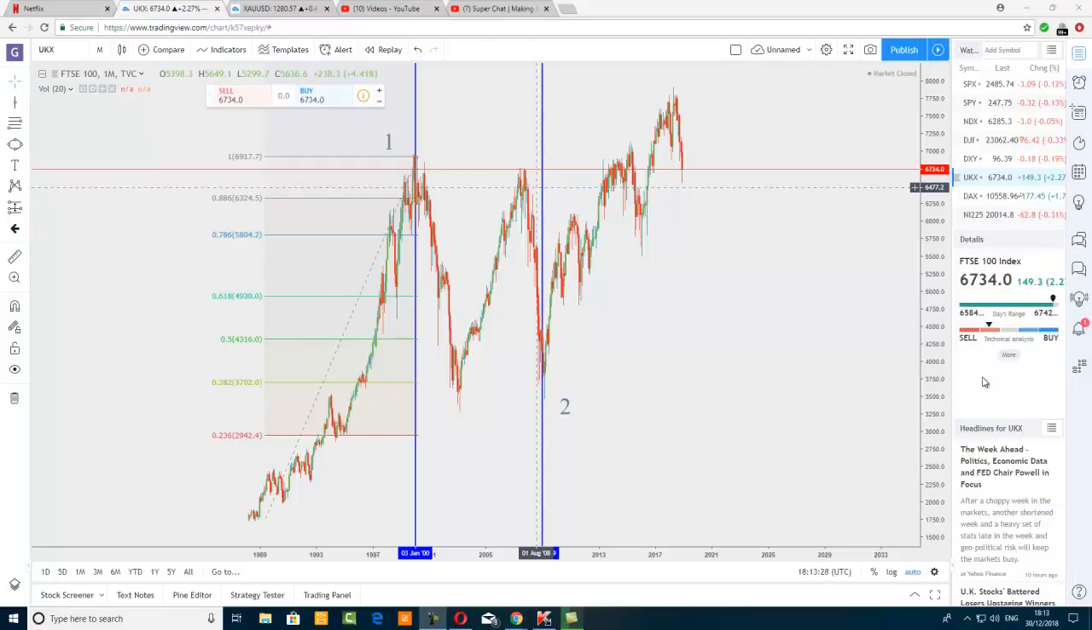Hello traders, the title of the video is a Londoner applies Elliott wave principle to tame the FTSE 100 index. Alright. So this is the FTSE 100 that represents the 100 blue chip stocks in the United Kingdom. Alright. We are on a monthly chart.